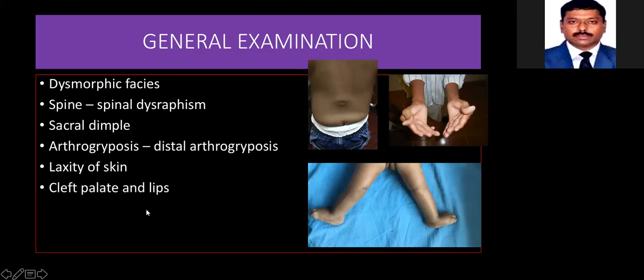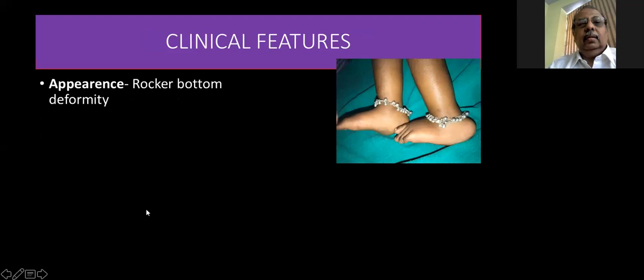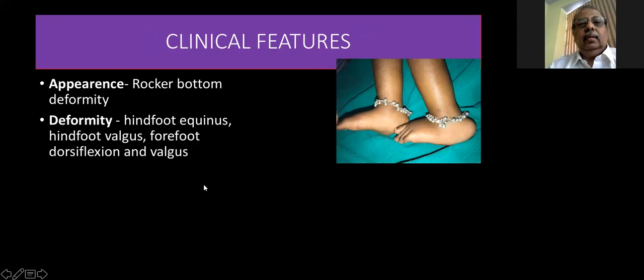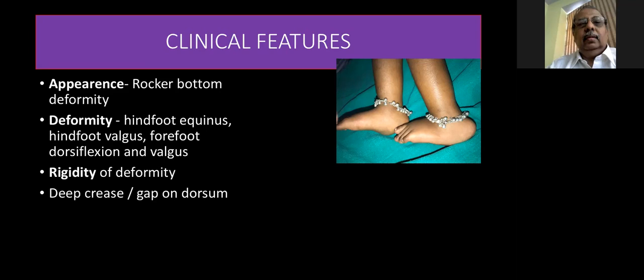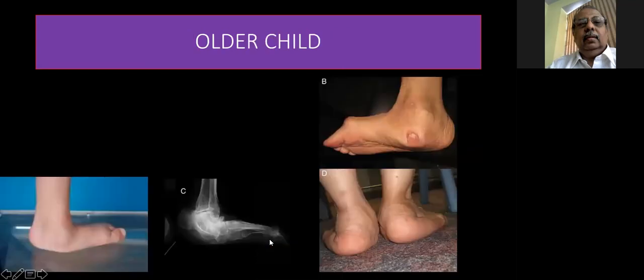Then laxity of the skin, we look for cleft palate and lips. So this is the appearance. You get the classical rocker bottom deformity. Hind foot equinus, hind foot valgus, forefoot dorsiflexion and valgus. The rigidity, it is a very rigid deformity, not correctable. There is a deep crease or a gap on the dorsum of the foot. In small children, you find that there is a deep crease on the dorsum here. It is detectable at birth.